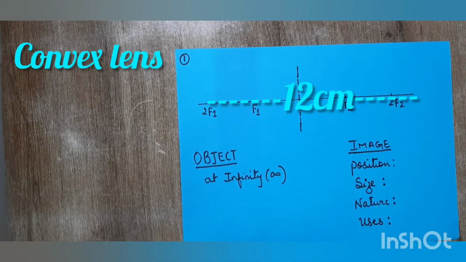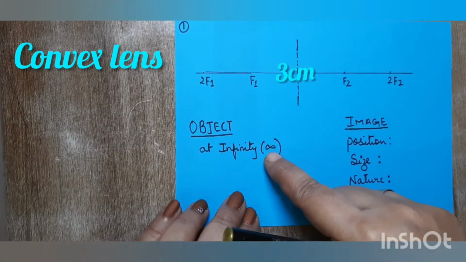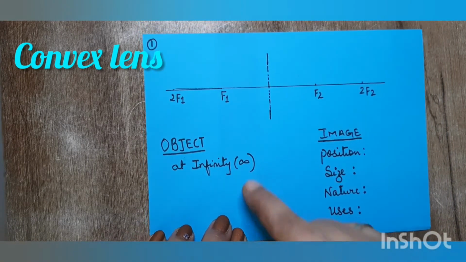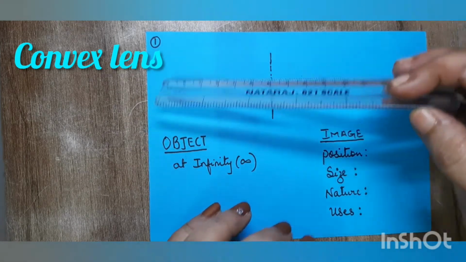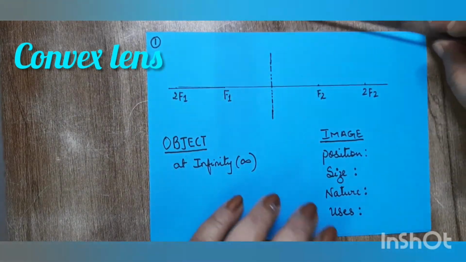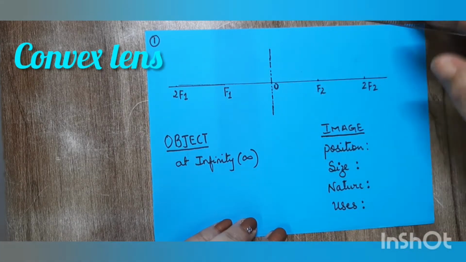Now let us start with the ray diagrams. The first position I have written here is object at infinity. We place the object at infinity, that means beyond here. So initially there is no need to show the object; we'll just draw the rays. I have not drawn the lens yet.